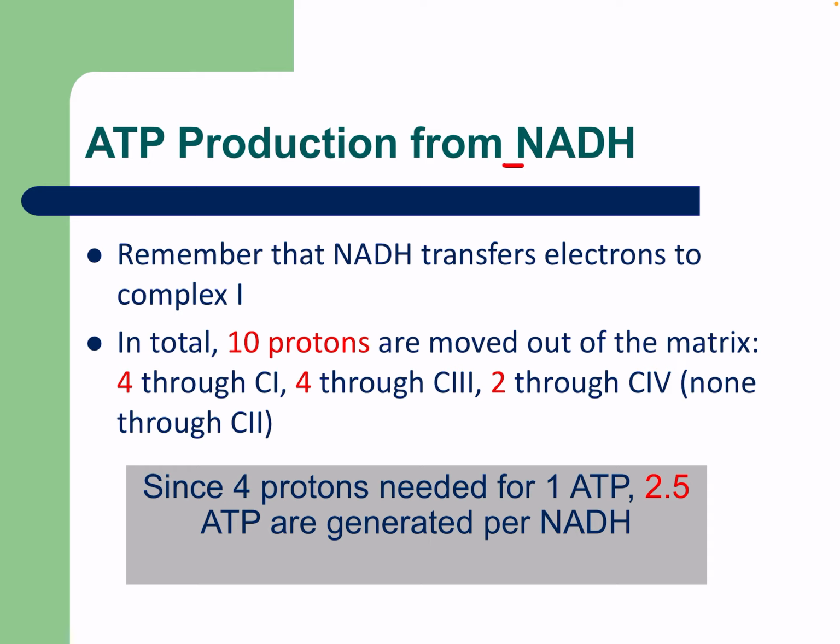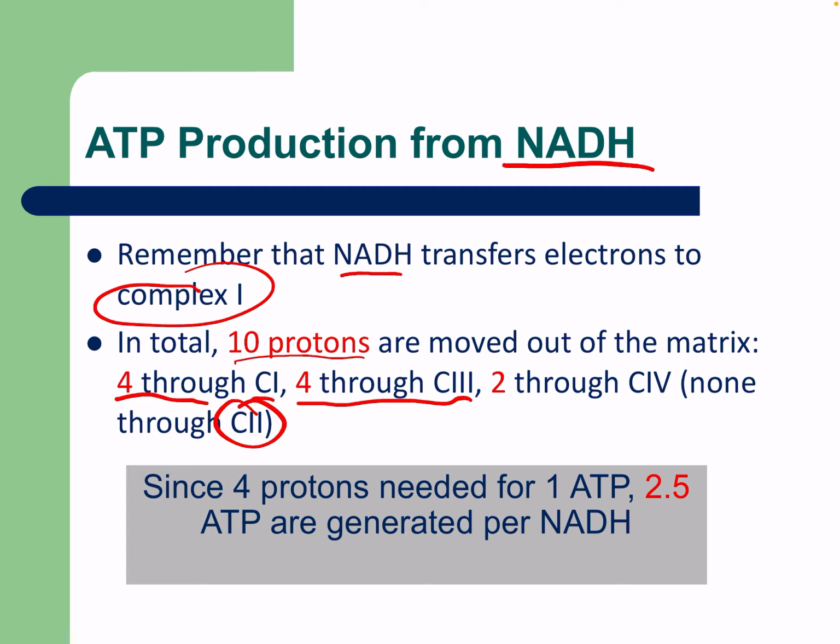So ATP production from NADH. As we mentioned, NADH and FADH2 can both enter. Remember that NADH transfers electrons to complex 1. In total, 10 protons are moved out of the matrix: 4 through complex 1, 4 through complex 3, and 2 through complex 4, and none through complex 2, as we mentioned. Since 4 protons are needed for 1 ATP, you do 10 divided by 4, and we get 2.5 ATP generated per NADH.